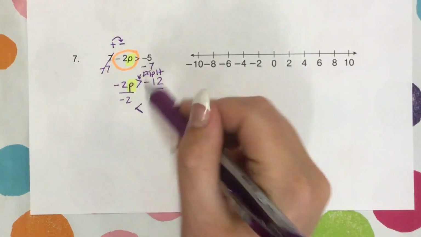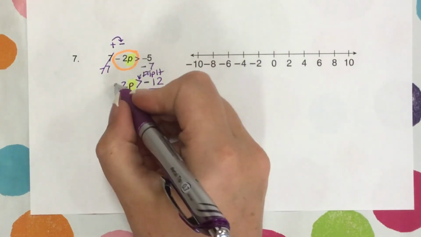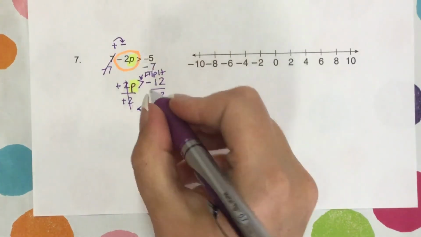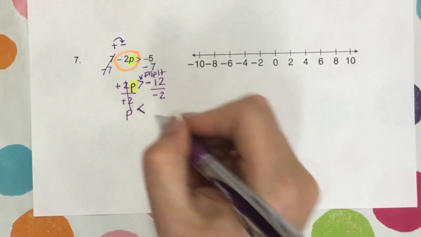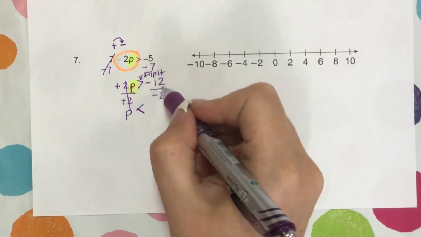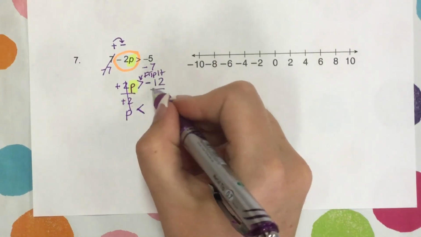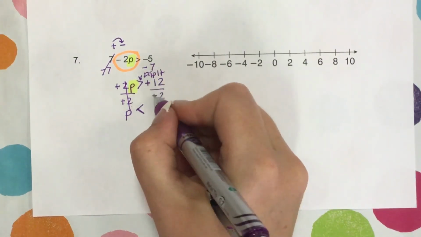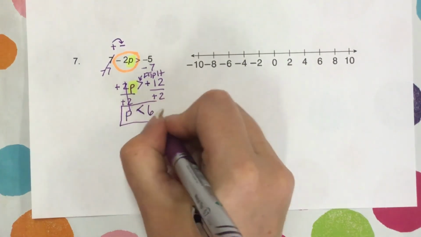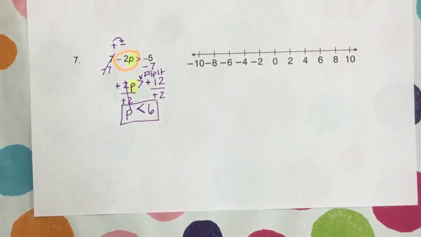Great. Now let's simplify this. We have a negative divided by a negative, which is a positive. 2 divided by 2 is 1. So now we have p all by its lonesome over there by itself, which is exactly what we need. We have negative 12 divided by negative 2. A negative divided by a negative is a positive. 12 divided by 2 is 6. So there we have our answer right there. P is less than 6.